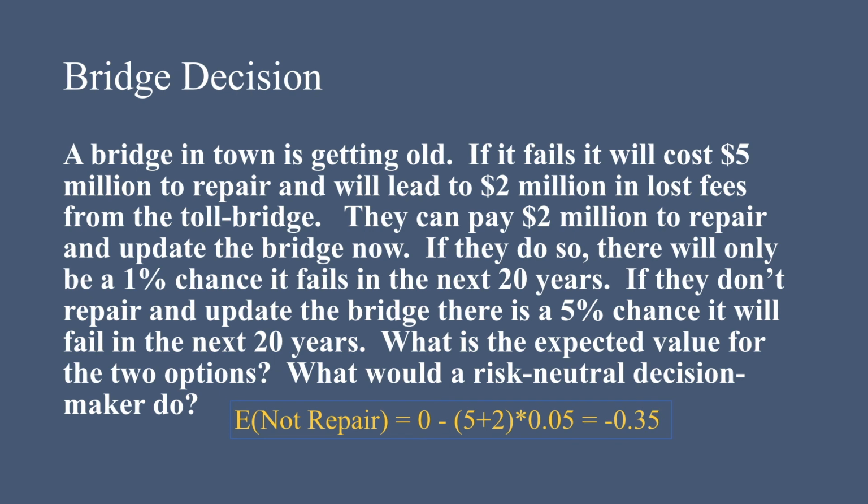If they choose not to repair, then they pay $0 upfront, but there's a 5% chance they'll lose $7 million later between the repairs and the lost fees. So we simply multiply 7 by 0.05 to get negative $0.35 million. To calculate the expected value of repairing the bridge, you start with the $2 million they pay upfront. You then subtract from that $7 million times the probability of failure, which in this case is 0.01. Altogether, that brings us to negative $2.07 million. In this case, the risk-neutral policymaker should choose to not repair the bridge because that has a lower expected cost.